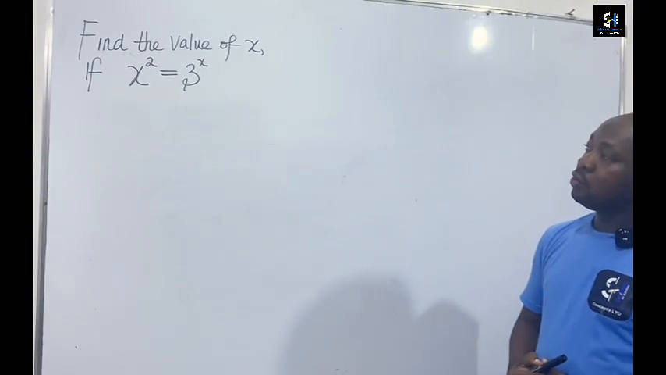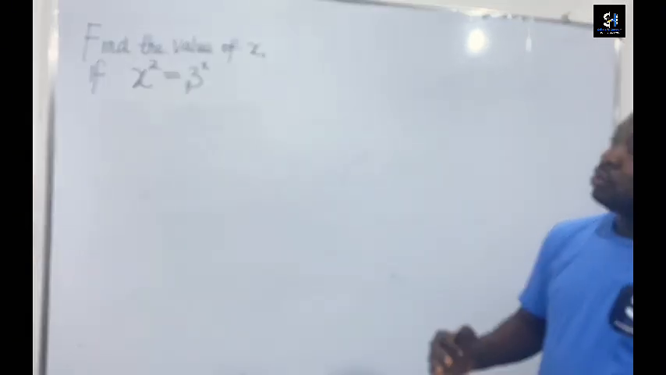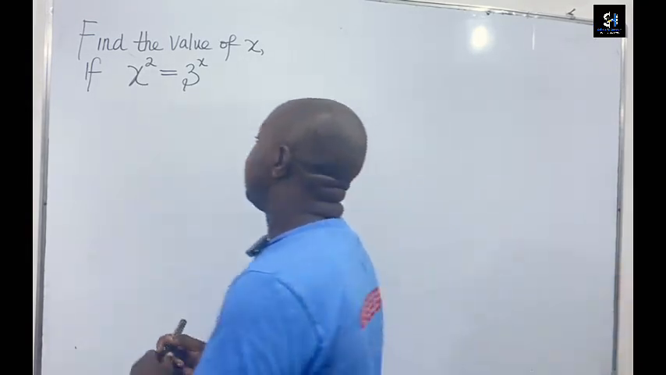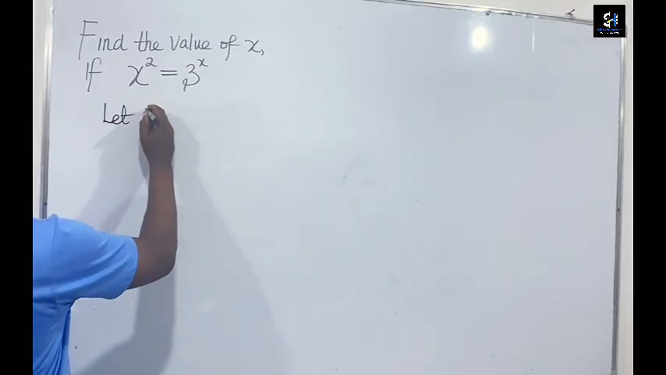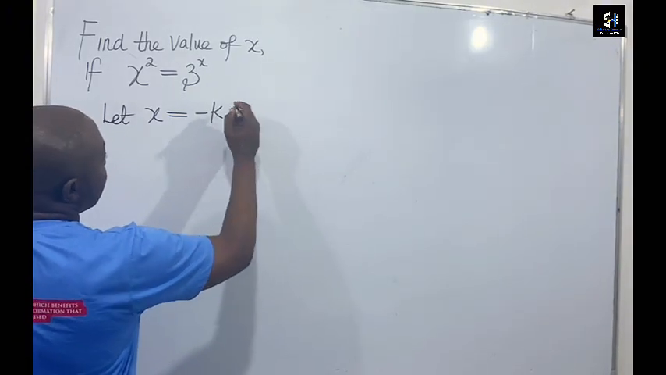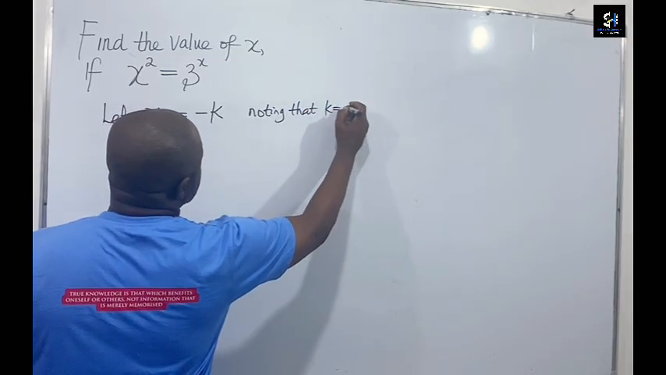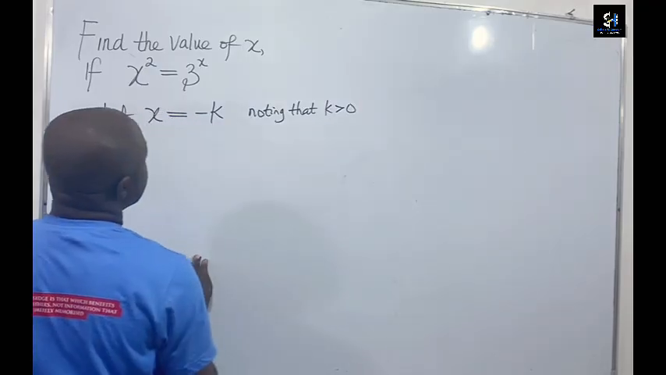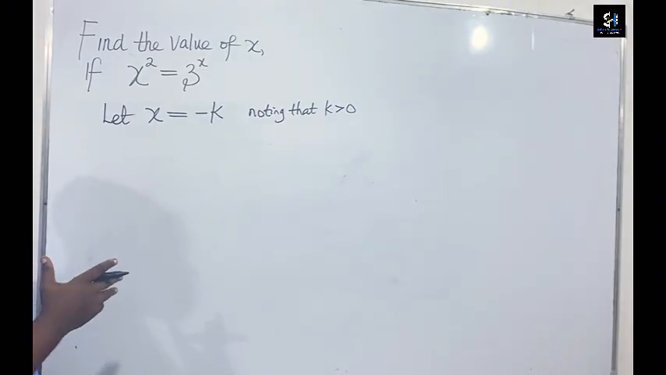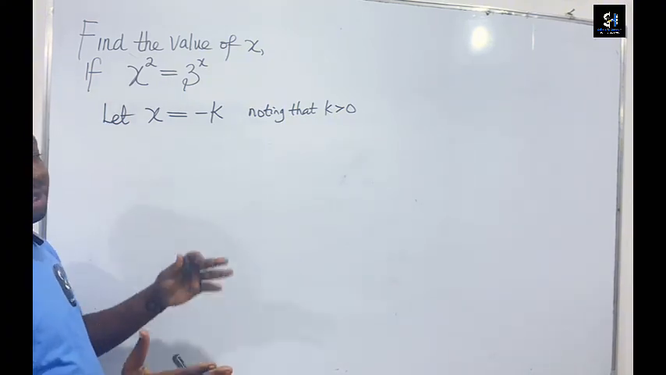So to use the Lambert W function to solve for the value of x in this equation, the first thing I'll need to do, because x will be less than 0, is let x equal negative k. Noting that k is greater than 0 because I said x is less than 0. So what I'm trying to do in this case is to find the exact form of the root for x, because x is less than 0.